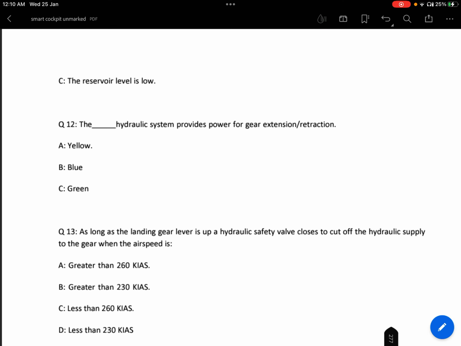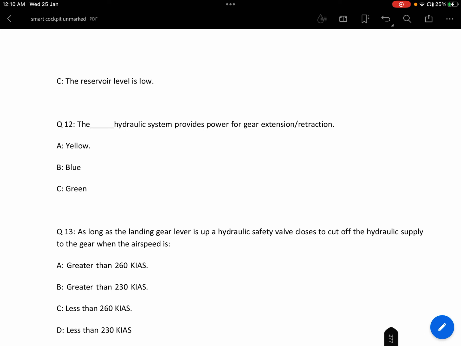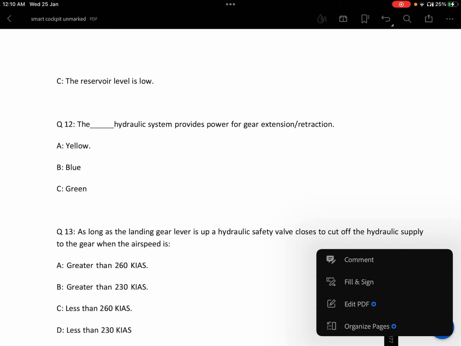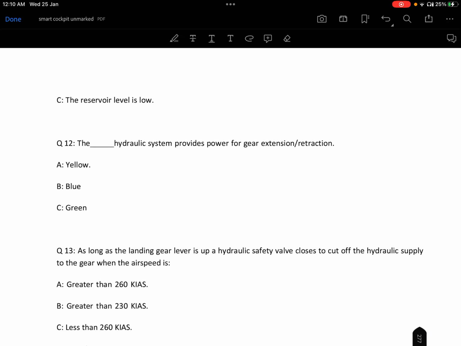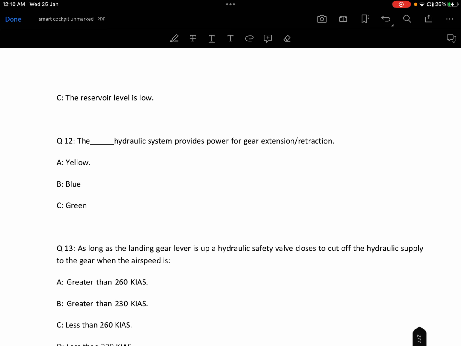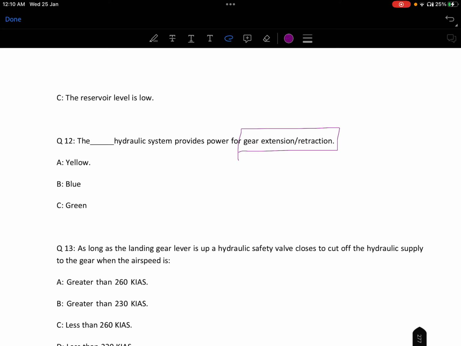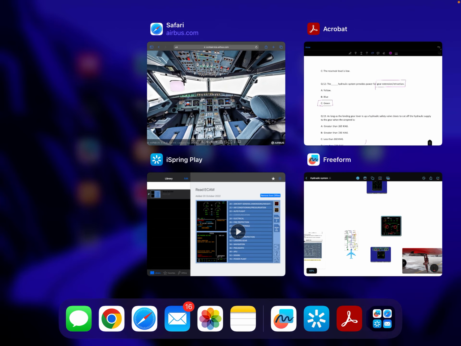Now question number 12. The dash hydraulic system provides power to the gear extension and retraction. So gear extension and retraction is with the green system. Are you getting it? Gear extension and retraction is with the green system only, and if we talk about normal braking, then it's with green, and if we talk about reversers of engine one, then it is from green.